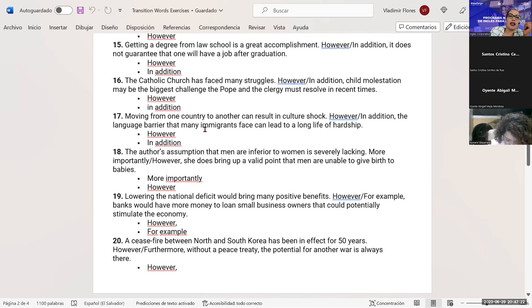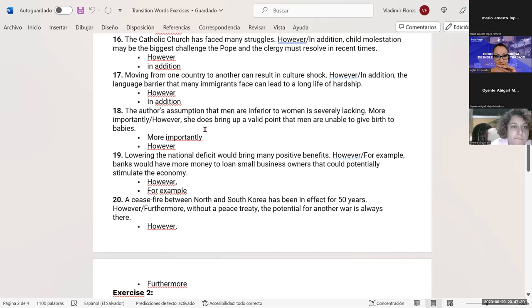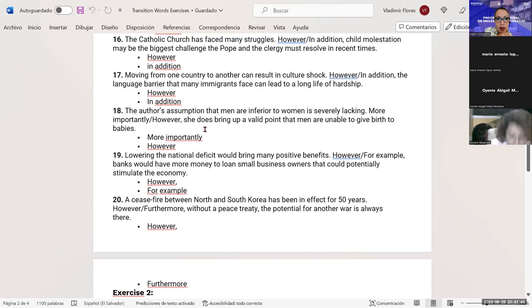Number 16, the Catholic Church. The Catholic Church. Mario, thank you. The Catholic Church has faced many struggles. In addition, child molestation may be the biggest challenge the Pope and the clergy must resolve in recent times. Yes, excellent. In addition. Thank you so much, Maria.